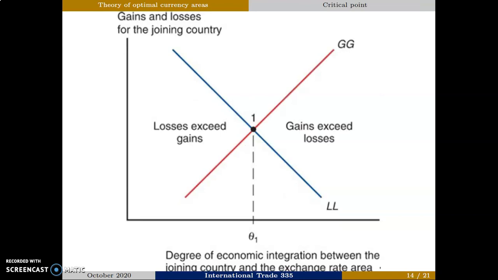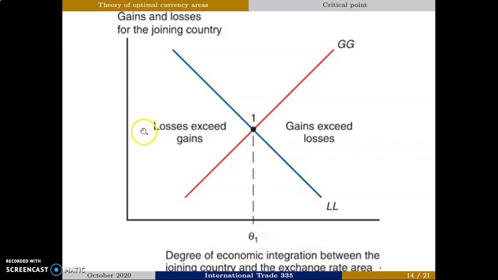When we combine the GG graph of gains and the LL curve of losses, we find the optimal or critical point of joining a fixed exchange rate region. In our case, this is point 1. The optimal degree of economic integration is therefore theta 1, Greek symbol theta 1.